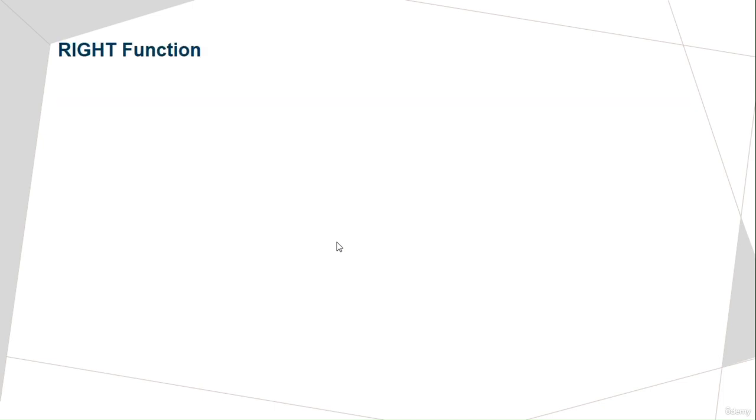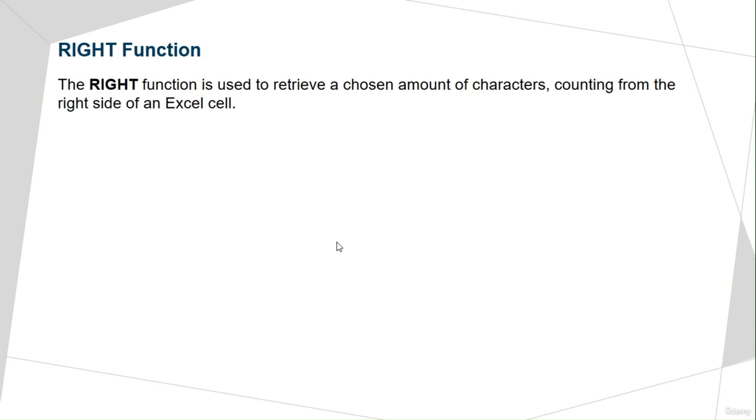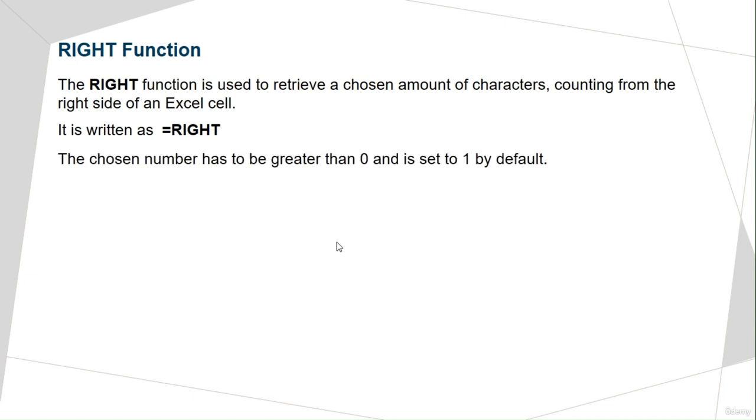We'll also look at the right function. The right is used to retrieve a chosen amount of characters counting from the right side of an Excel cell. It is written as equal to right. Just like the left, the number has to be greater than 0 and by default is set to 1.